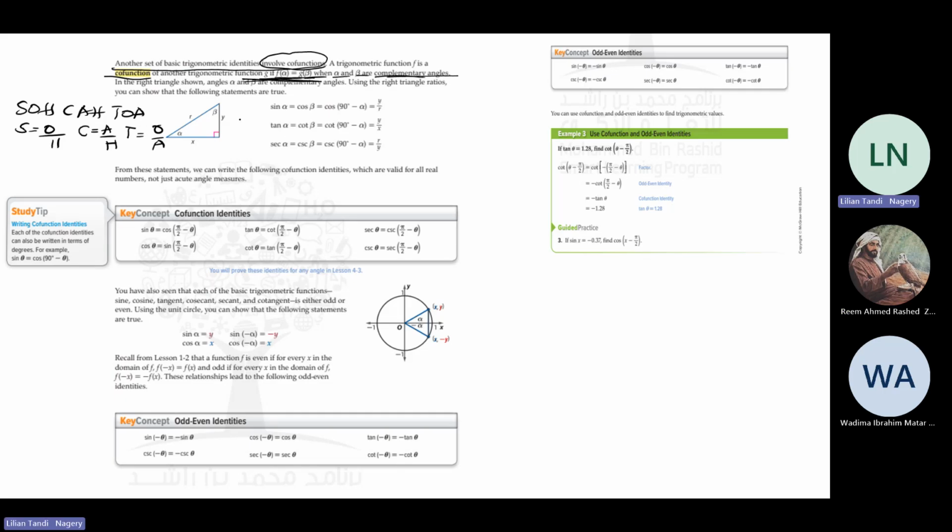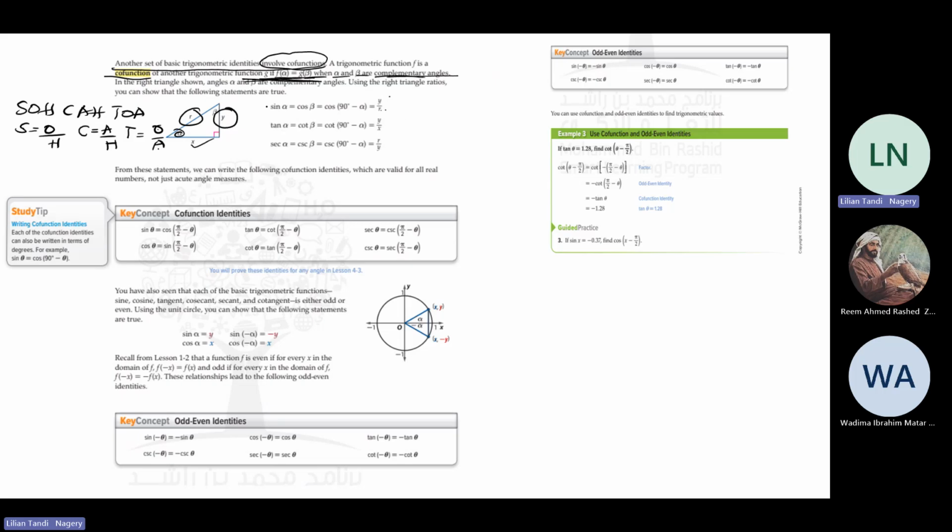If I want to find sine of alpha, I want the opposite, which is who? Y. Do you see that? And I want the hypotenuse, which is who? R. See? Sine is opposite over hypotenuse. If I want tan of alpha, opposite over adjacent. Opposite is who? Y. Who is adjacent? X.